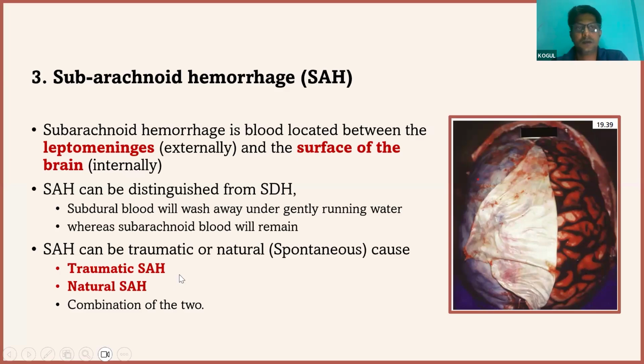You can get both traumatic and natural SAH, combined. Commonly around 50% is SAH, because SAH is common when trauma occurs, compared to EDH and SDH. SAH is commonly seen in the traumatic aspect. Even when we don't see any EDH or SDH, SAH can be there in trauma because it is more vulnerable. But it can occur naturally also.